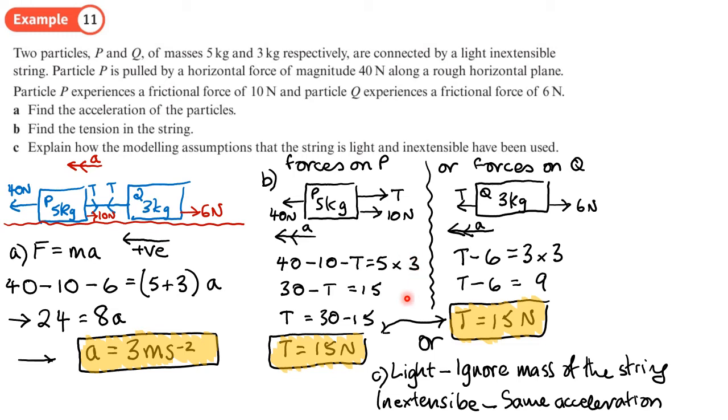So same acceleration, and you could go on to say that it's because the string is not stretching. That meant that actually we used 3 in both, didn't we? We used the same acceleration of 3. That was the assumption that we made, and we did not include the mass of the string in our working, so that's the light part of the assumption that we make.